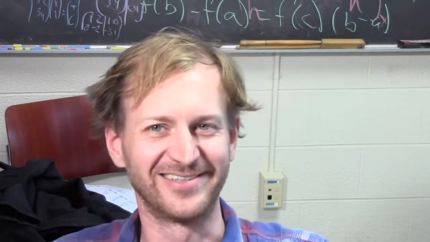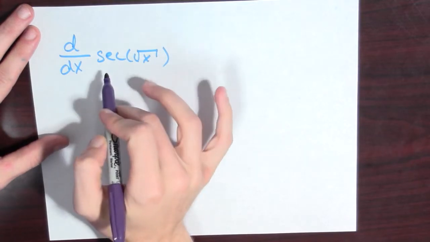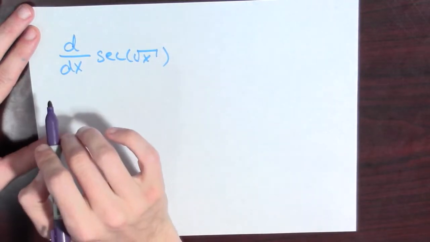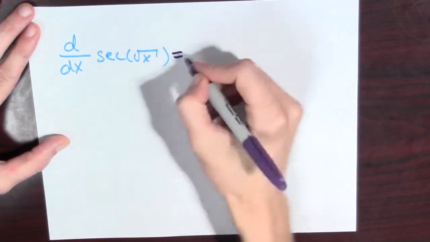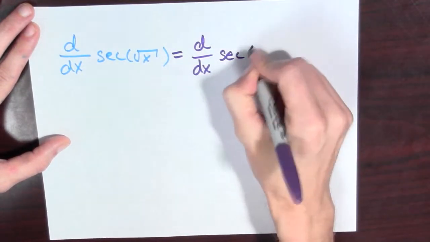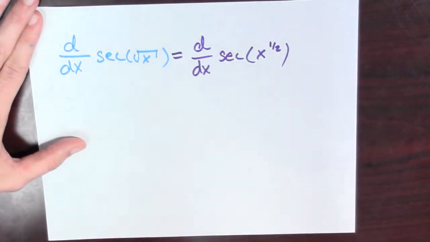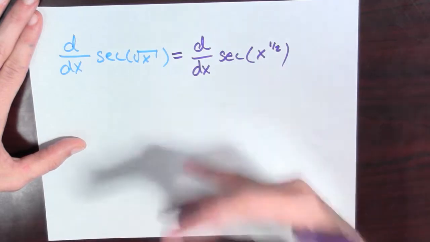Time for another one. Now we're looking at the derivative with respect to x of secant of the square root of x. I really like to rewrite these as derivative with respect to x of secant x to the 1/2. All right, fantastic. So now we're going to take this derivative. Well, we're going to use the chain rule.